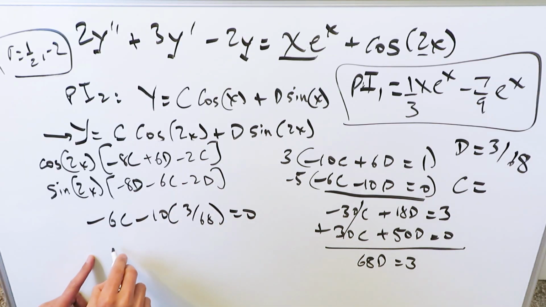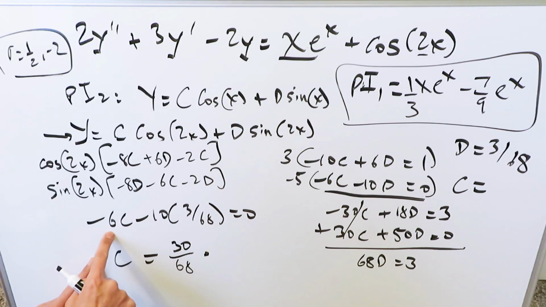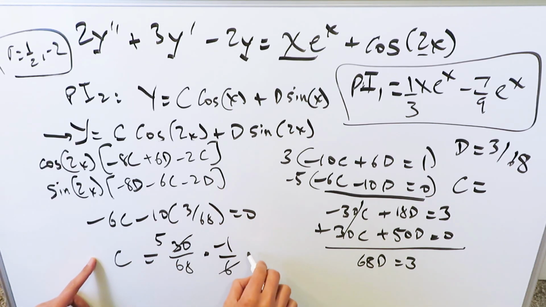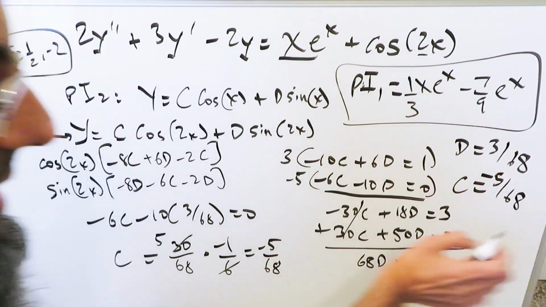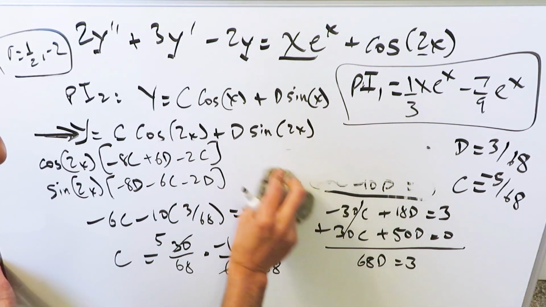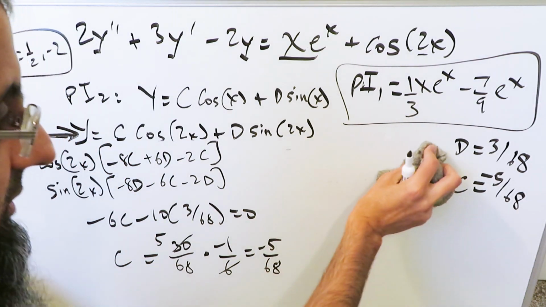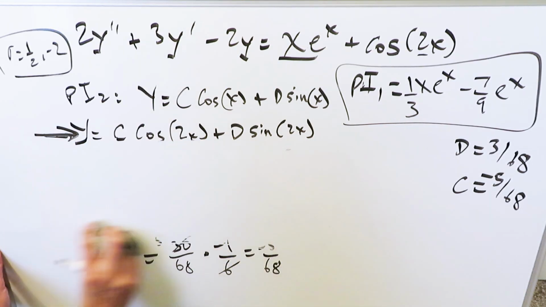I'm solving for c. Push the negative term on the other side, it becomes a positive. I'm looking here at a 30 over 68, and then c is equal to, push this on the other side, it will divide, minus 1 over 6. This goes in here 5 times, c is equal to minus 5 over 68. Now we have everything we need to put in this form right here, and let's do it. We will publish our particular integral for you all, then we'll bring everything into a general solution, and we will be done with this question.